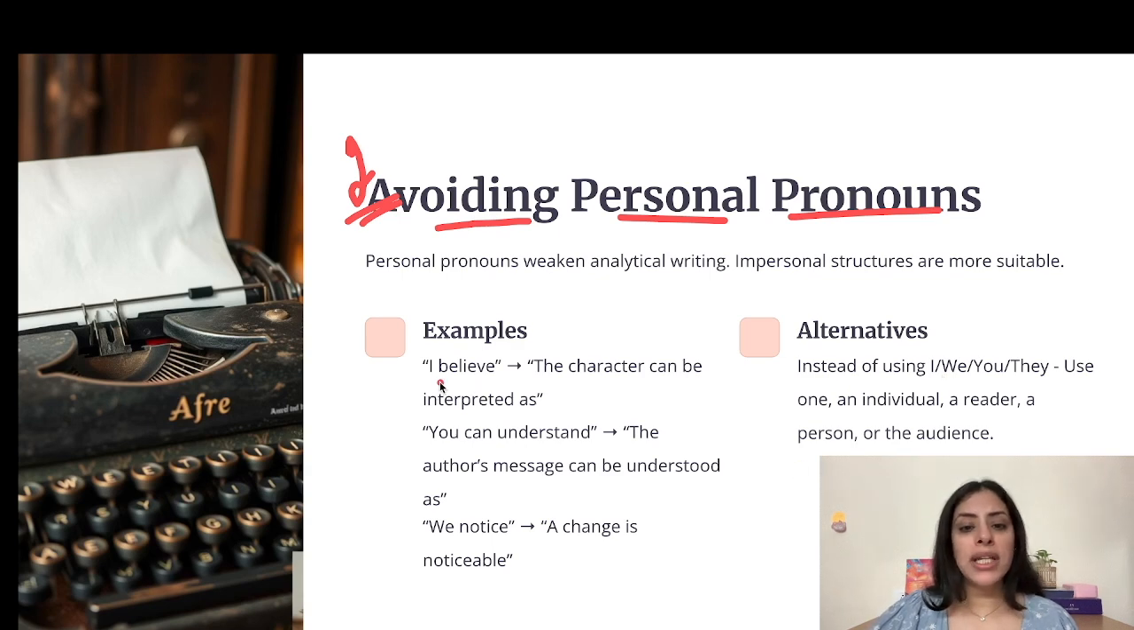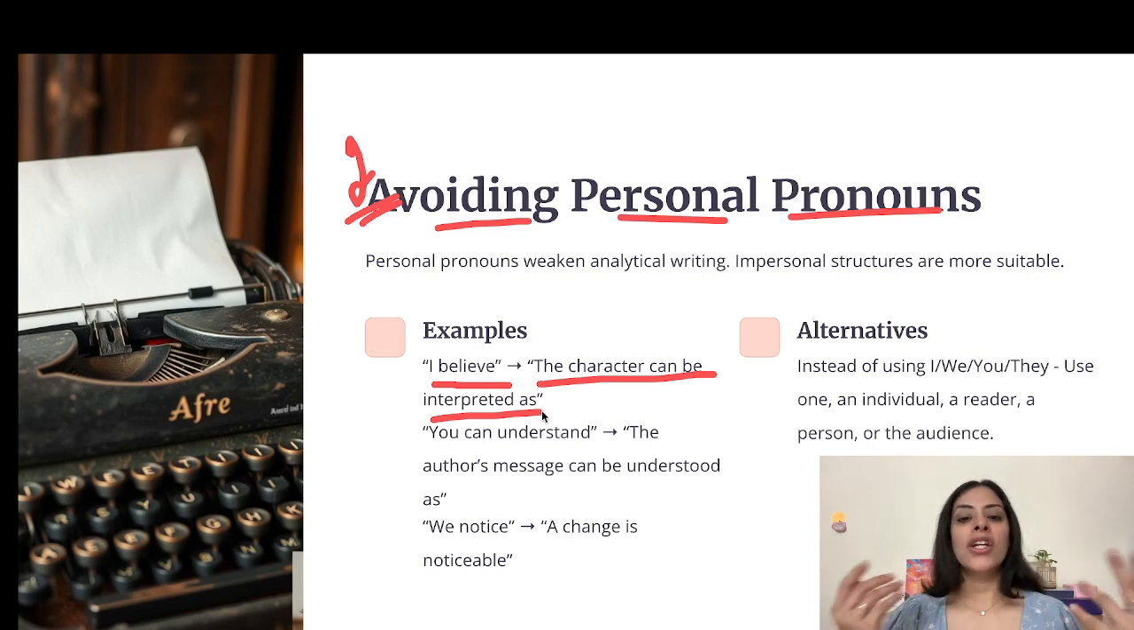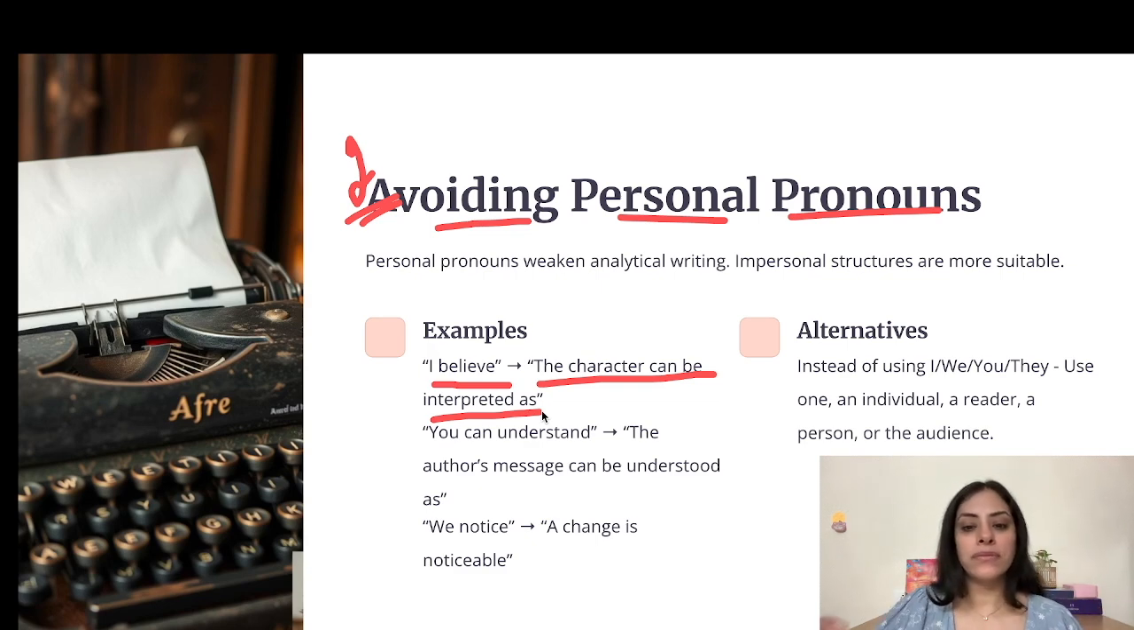For example, instead of saying I believe, you can say the character can be interpreted as so and so. Instead of saying I believe the character is selfish, you can say the character can be interpreted as selfish. Now, it's not something that you are saying, it's not your personal judgment, it's something which you can interpret, which the reader can interpret.